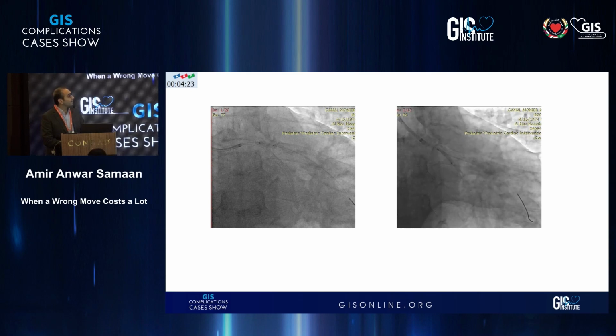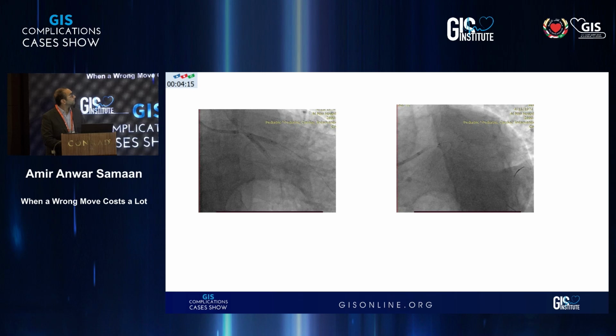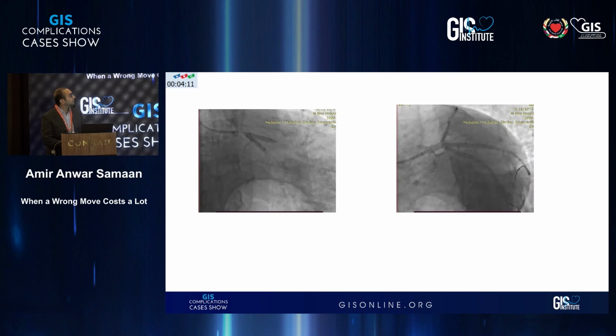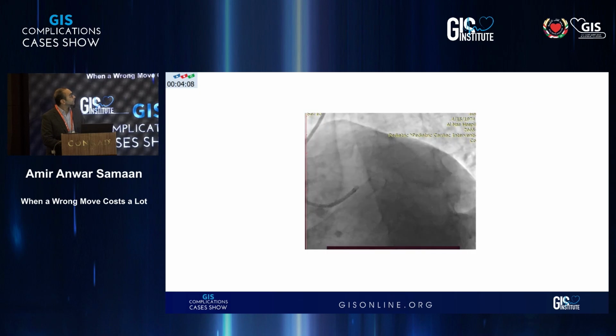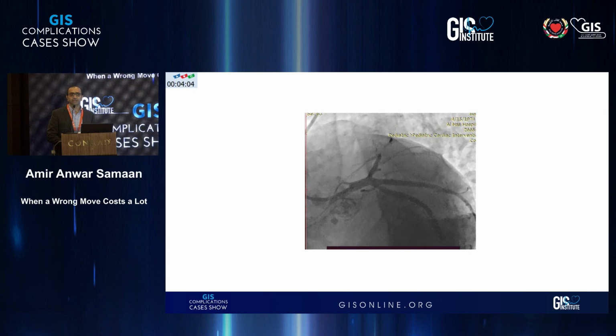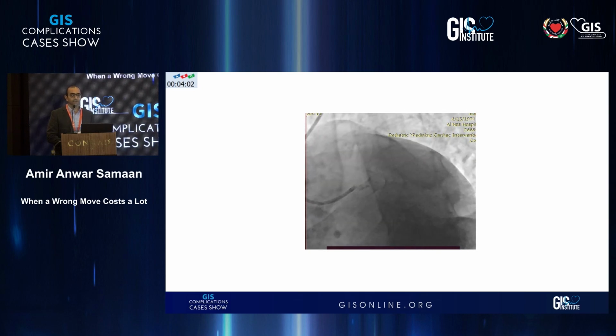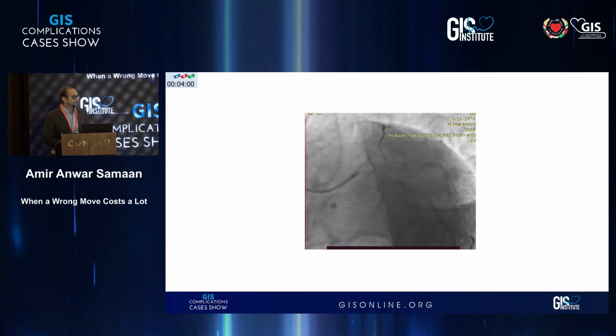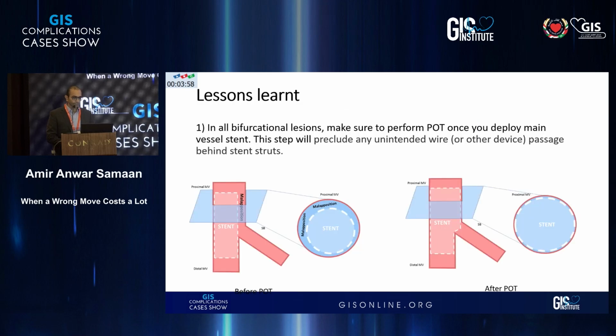Then we recrossed the wire. At this time, we were very cautious to make sure that we are inside the stent. Finally, we performed kissing balloon inflation. And we got final good angiographic results. The patient was stable and was discharged safely on the second day.